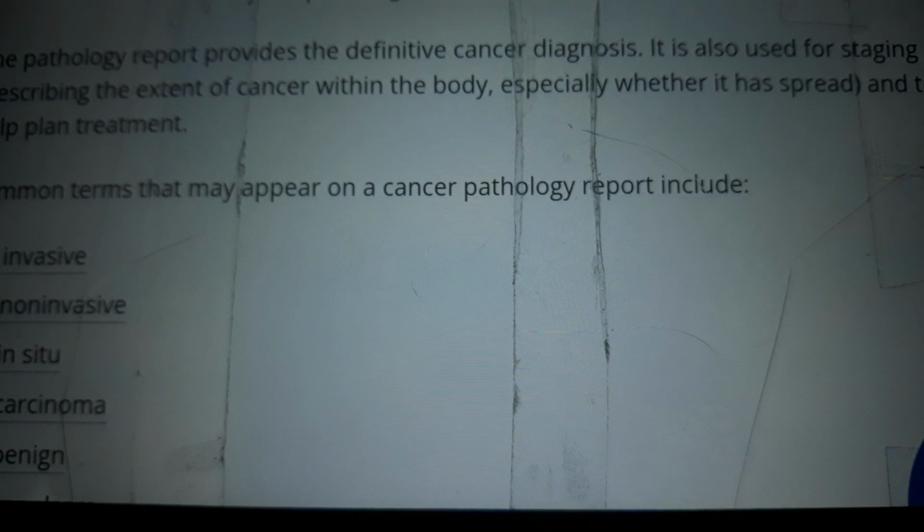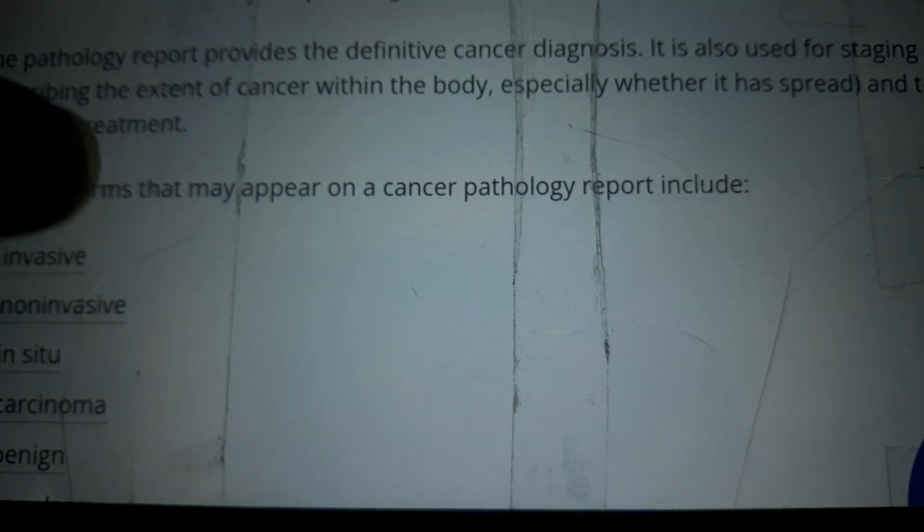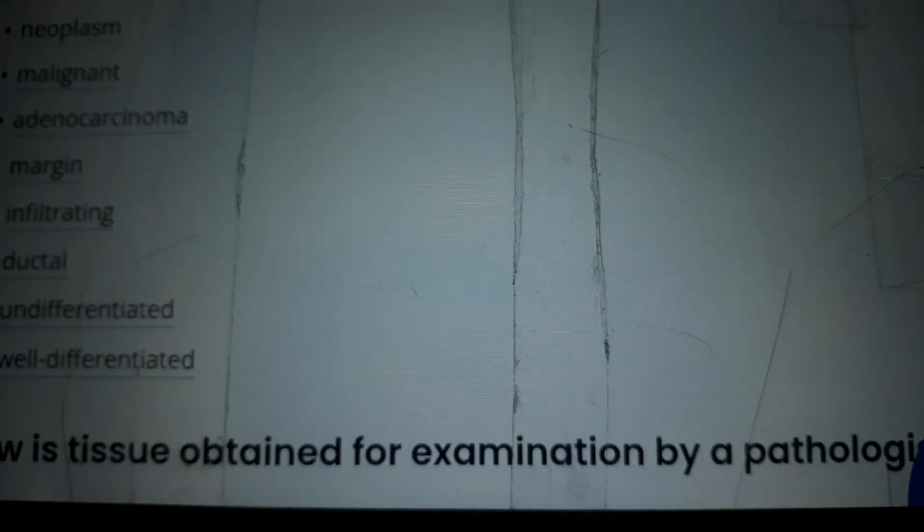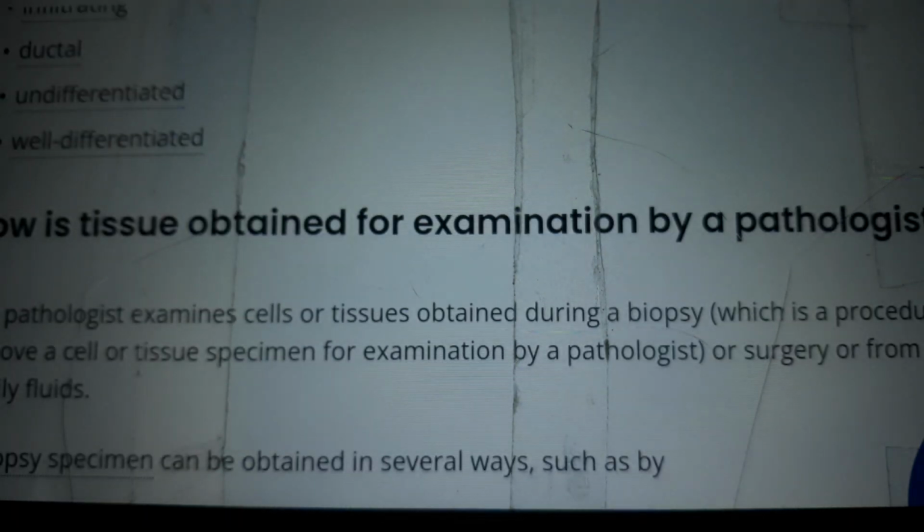The pathology report provides the definitive cancer diagnosis. It's also used for staging, describing the extent of cancer within the body, especially whether it has spread, and to help plan treatment. Common terms that may appear on a cancer pathology report include invasive, non-invasive, in situ, carcinoma, benign, neoplasm, malignant, adenocarcinoma, margin, infiltrating, ductal, undifferentiated, and well differentiated.